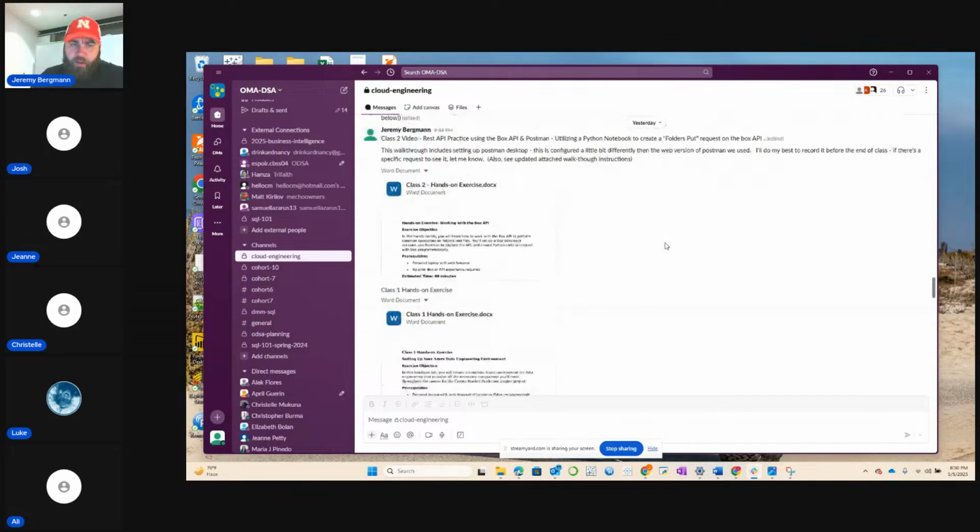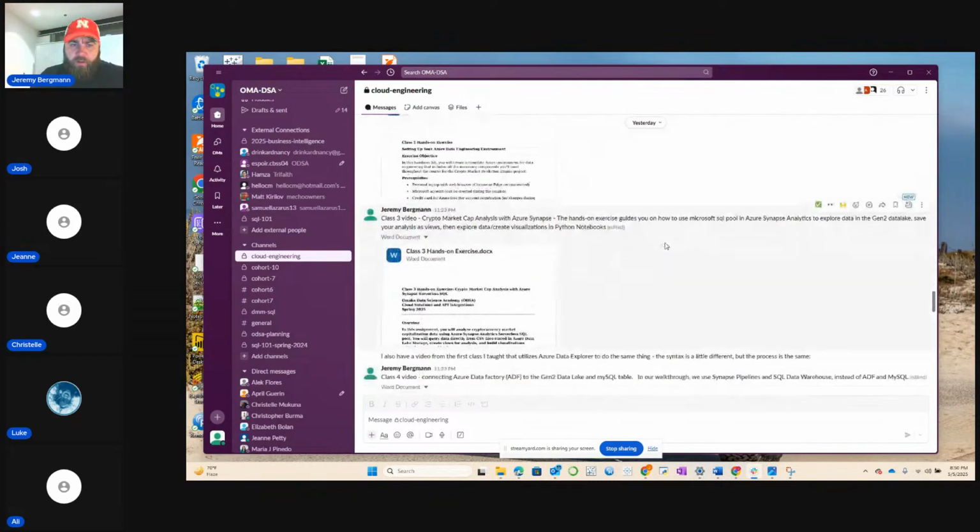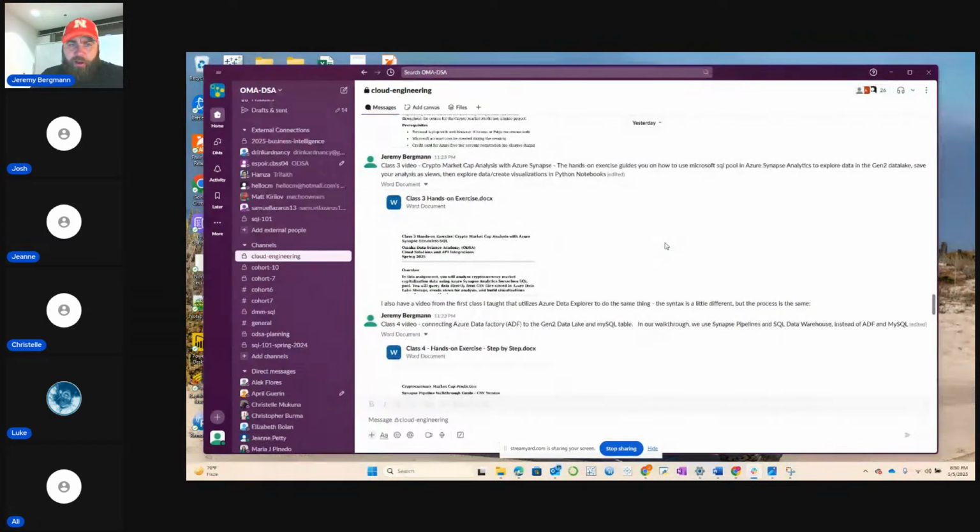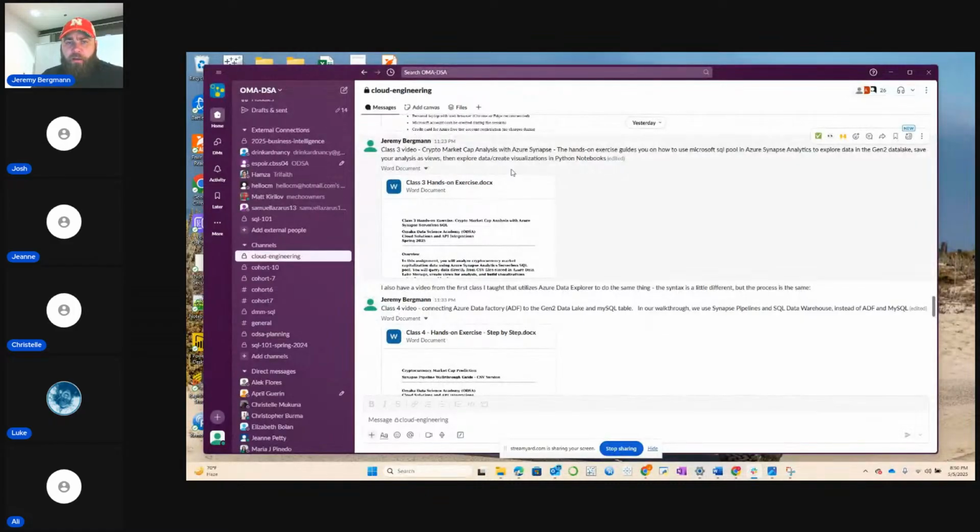Let's see what else we have. So class 3 and 4. Class 3, I just have this one focused on putting the overall crypto history fact table into the data lake, and then using the SQL on-demand pool to query it and visualize it. So that's class 3. Class 3 was about storage.